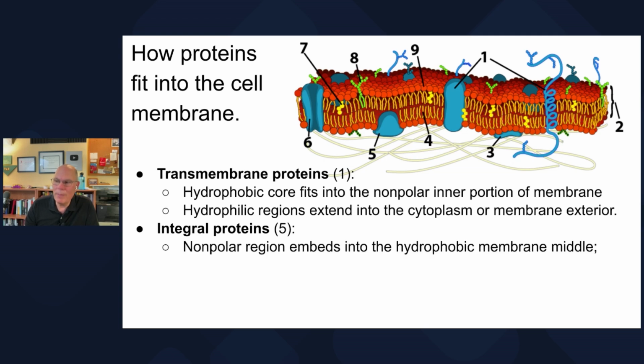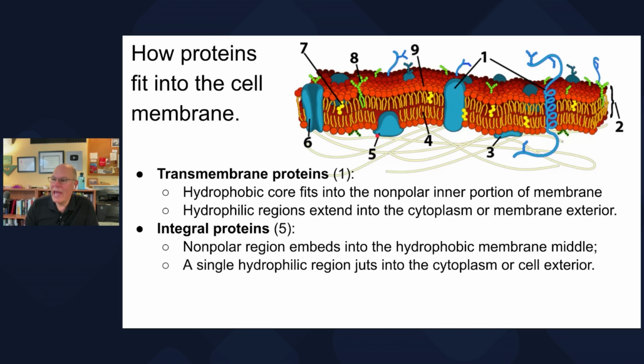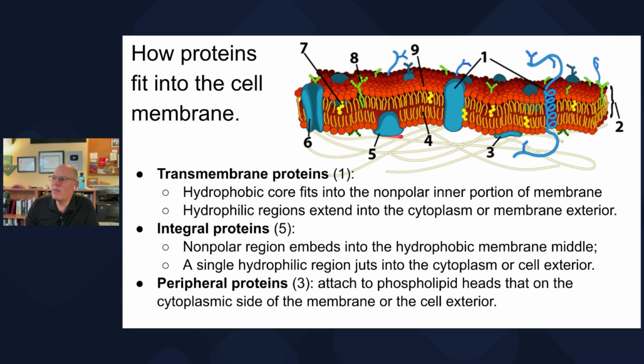Integral proteins are built into the membrane. And in this case, this part of the protein would again have to be hydrophobic. The amino acids would have hydrophobic R groups, where these would be hydrophilic R groups over here that would be interacting with the watery cytoplasm. And a single hydrophilic region juts into the cytoplasm or the cell exterior. And then finally, you have peripheral proteins like number 3 over here. And those are just attaching to the phospholipid heads that are on the cytoplasmic side of the membrane or the cell exterior, which means that these amino acids over here would have to be polar, interacting with these polar heads of the phospholipids.